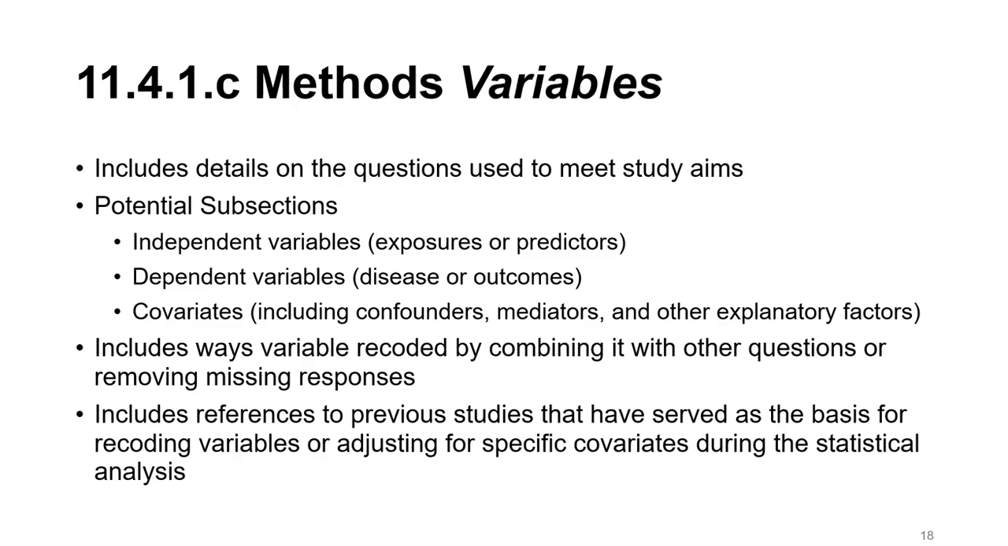You want to include the references to the previous studies that served as a basis for recoding the variables, or if you chose specific covariates based on a previous study, include that here. So for example, on some of the studies that I'm doing using cognitive limitations, we use a model that was developed by the Lancet Commission that has potentially modifiable risk factors for dementia. And it outlines several different risk factors that I specifically include as my covariates. And so I reference that article each time I include those.